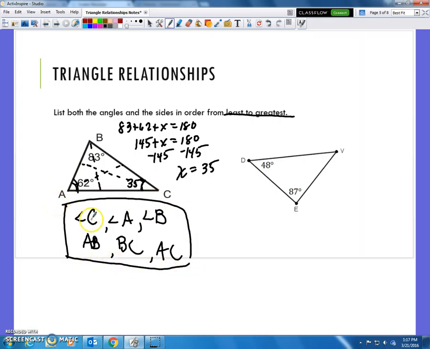Notice how I didn't write the degrees in there. I wrote the angle that I was referring to in there. Okay, so again, let's take a look at another one here. I need to know what this angle is before I can do anything as far as ordering them from least to greatest. So I'm going to use algebra again.